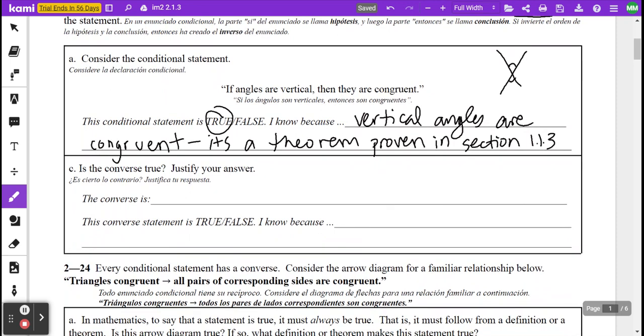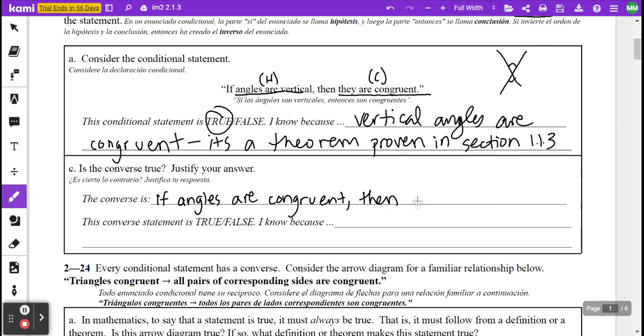Is the converse true? Well, the converse is made by taking the conclusion, they are congruent, and switching it with the hypothesis, angles are vertical. So I'll write: if angles are congruent, then they are vertical. And this is absolutely false.